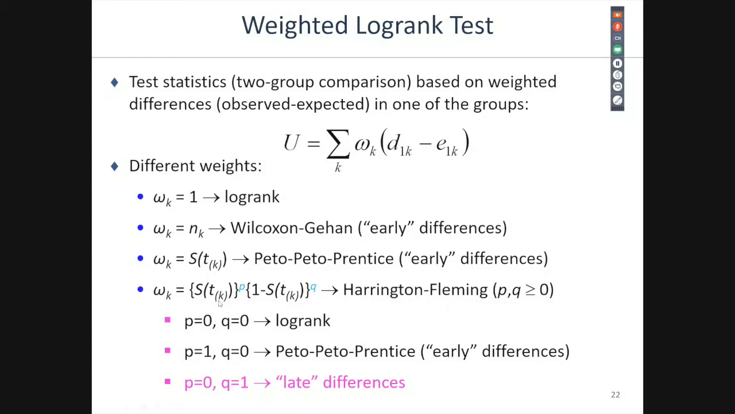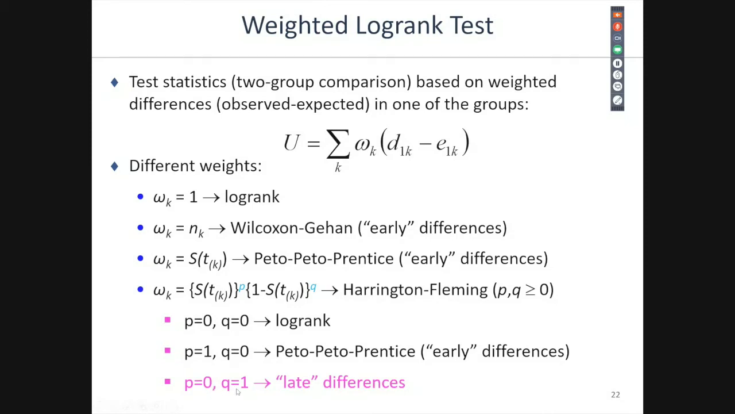And Harrington and Fleming proposed a very broad family of tests where you can use as the weight the product of the survival function of the combined groups and the complement of the survival function with coefficients P and Q. And by using P and Q, we could actually sensitize the test to late or early differences. So if we take P and Q equal to 0, we essentially get back to the Logrank test. When we use P equal to 1 and Q equal to 0, we essentially get the Peto-Prentice test, so a test which is sensitive to early differences.